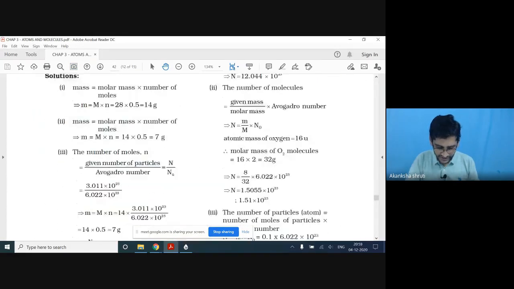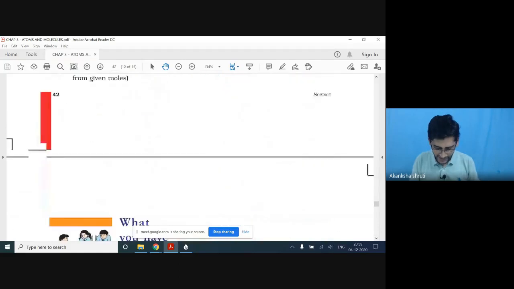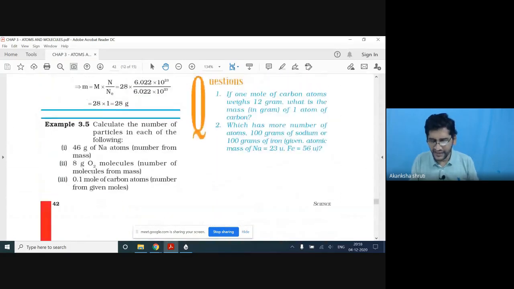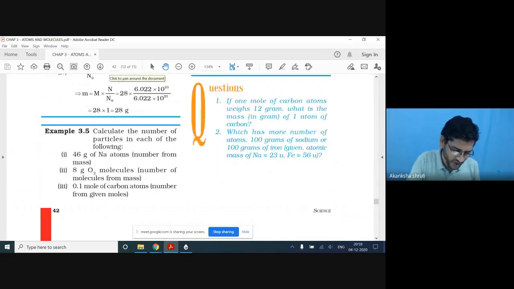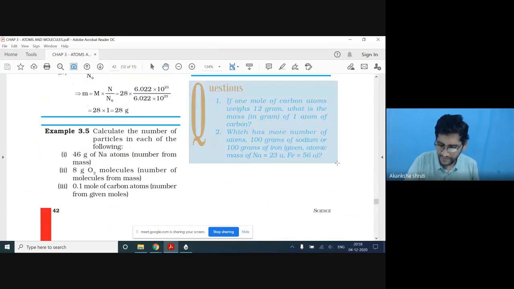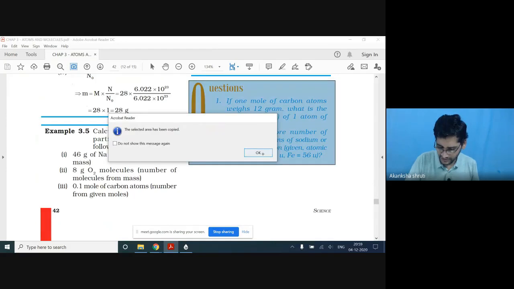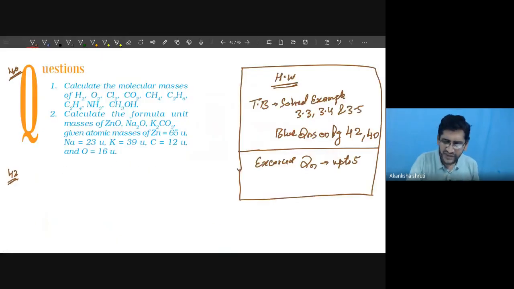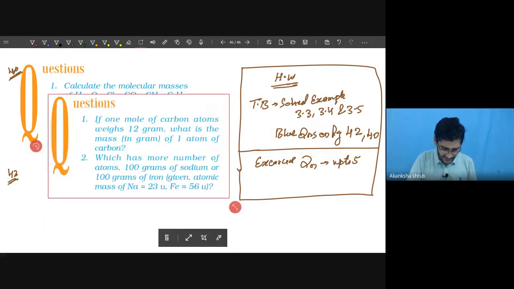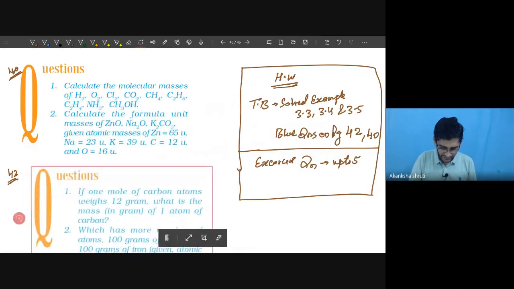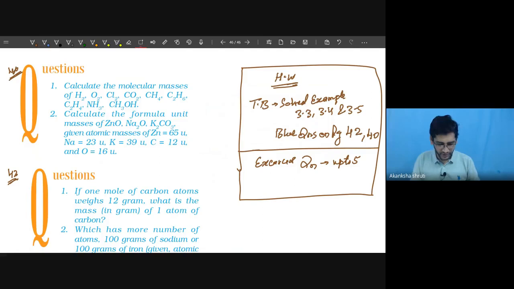These are the solved examples that you will try. If you could not understand, then I will explain tomorrow, and we will solve all these questions also. Please do it at home. This is the other set that you need to do. So these are the two sets of questions that you have to do.